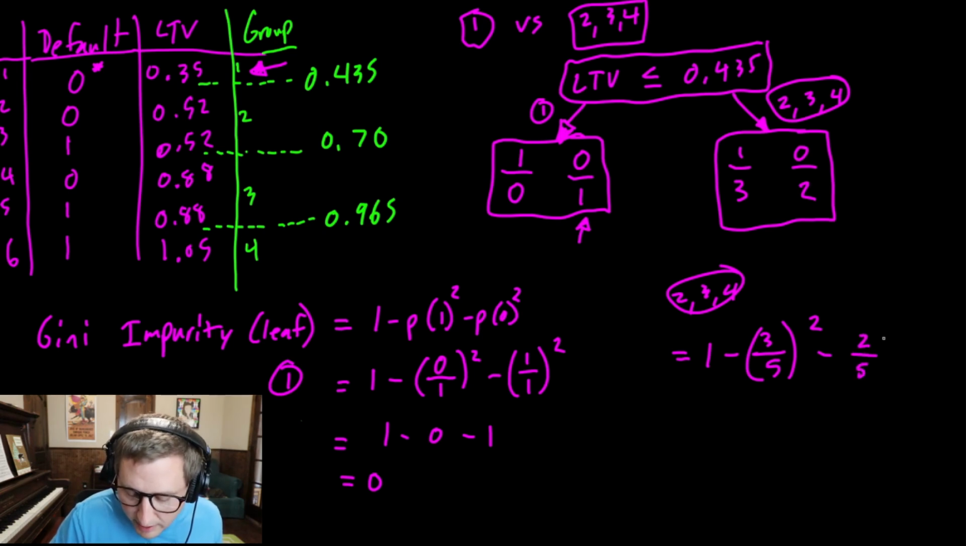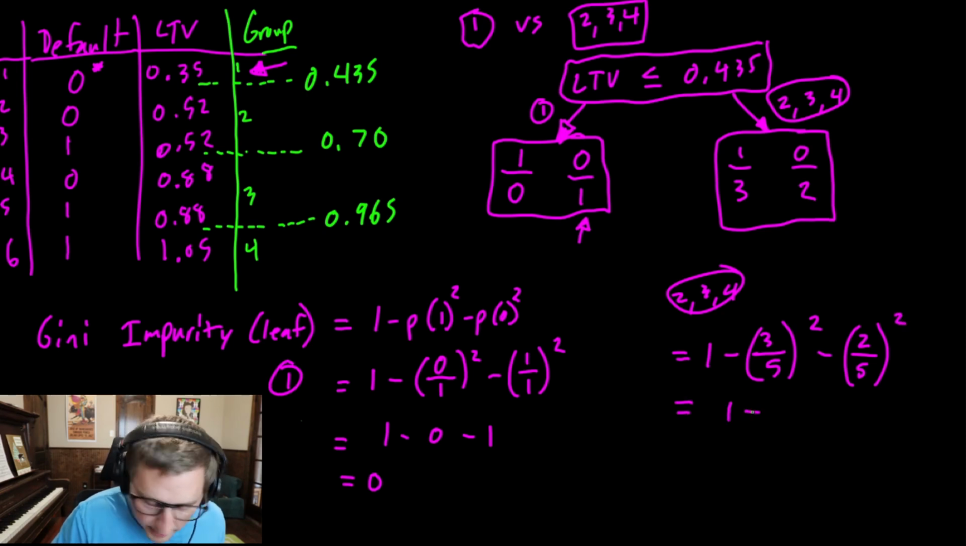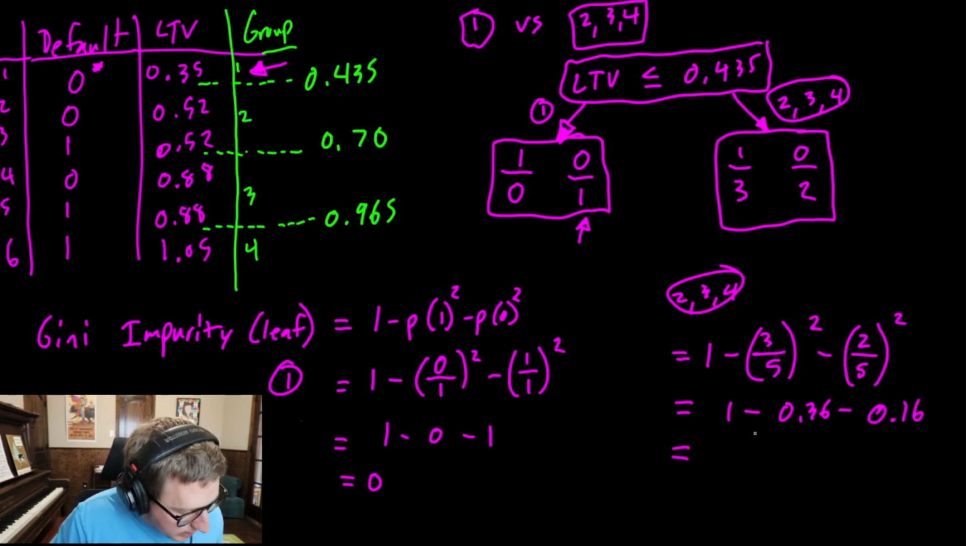And again, there's still 5 total observations in this leaf. We're going to square that, and that's going to give us 1 minus 0.36 minus 0.16, and this is going to give us 0.48.